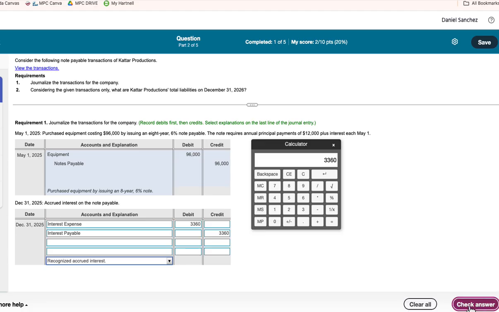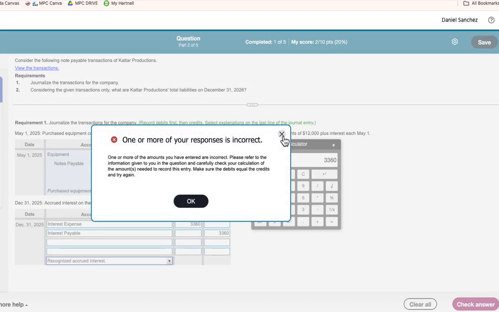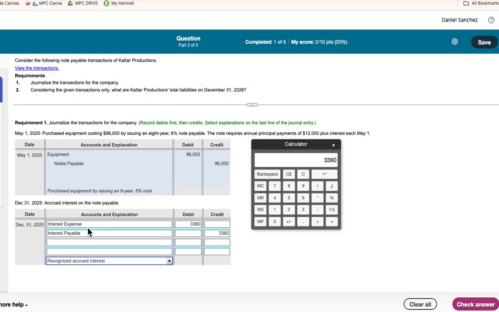And this is going to be my interest expense and my interest payable, and this is going to be recognizing accrued interest. Something is wrong. One or more of your accounts you've entered is incorrect. Interest expense, interest payable, recognized accrued interest. Okay. I wonder what could be wrong here. Let's see. Well, let's do the math again. Maybe that's wrong.